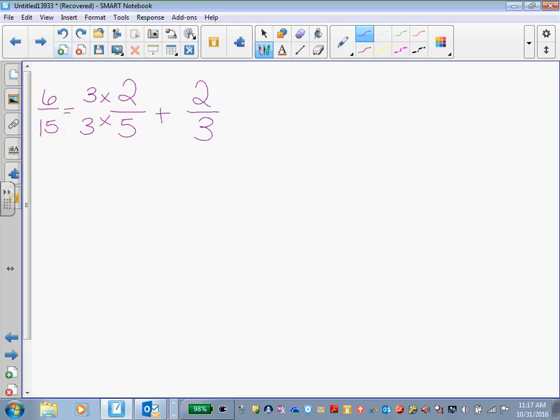All right, for 2/3, Jabria, what am I going to multiply? I'm going to multiply them both by 5. So Jabria, 3 times 5 is 15. And 2 times 5 is 10. So then my new fractions, 2/5 is equivalent to 6/15. And 2/3 is equivalent to 10/15.